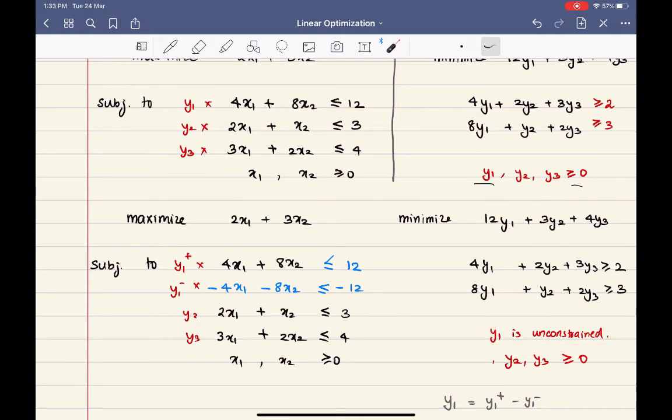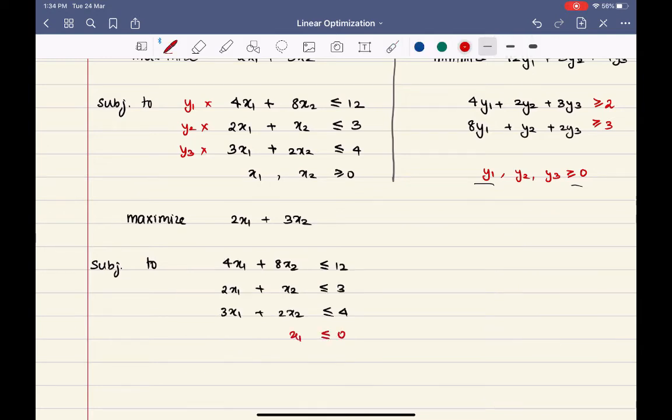So far we have seen two things. If this thing is bigger than or equal to, the corresponding y1 is less than or equal to 0, and if this thing is equal to, then the corresponding y1 is unconstrained. Now we will make another difference, which is what if x1 is not constrained to be positive. So this gives us this LP: x1 is less than or equal to 0 and x2 is bigger than or equal to 0.